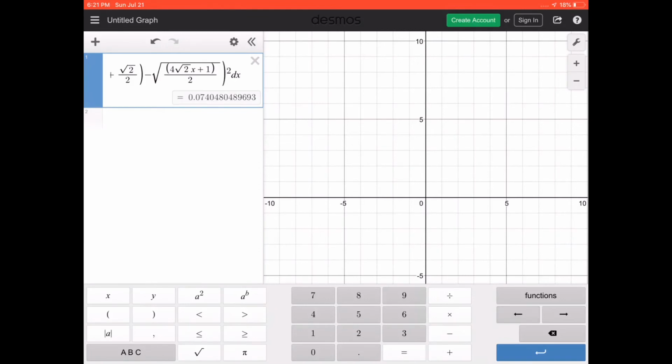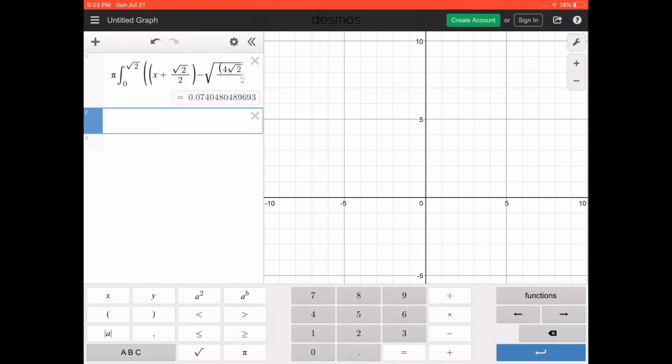Alright, so we have that the value of that integral, ladies and gentlemen, is 0.074 cubed units, 0.074 cube units. So that's the value of the integral. Okay, so if you want to see how the function rotates using the transformation formula, we can go ahead and plug that in here.